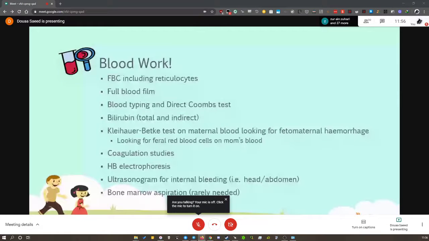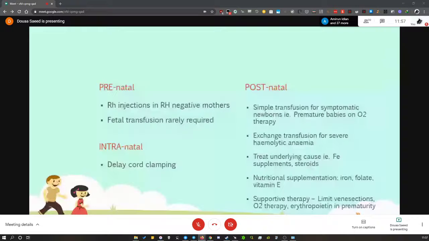So for the treatment of neonatal anemia, we'll divide it into three: prenatal, intranatal, and postnatal. Prenatal will be injections in rhesus-negative mothers. In intranatal, you delay the cord clamping so that the contractions of the cord can give the baby more blood, push more blood into the baby.